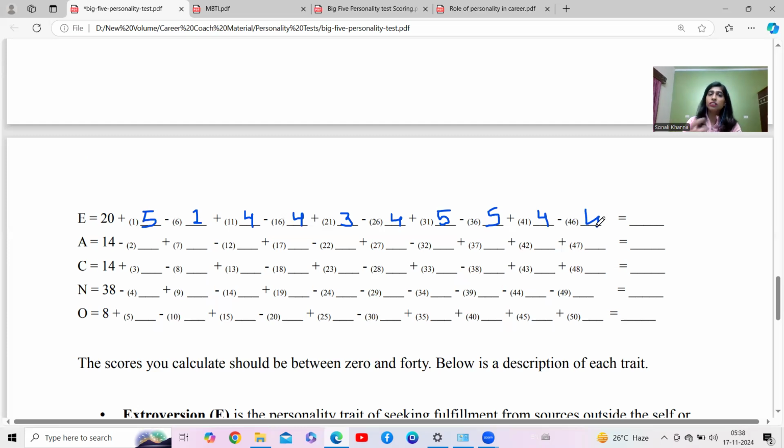Okay. So whatever values the subject has put as rating, you have to put that. And then do plus minus accordingly. So I'll just do it. What does the answer come up to?